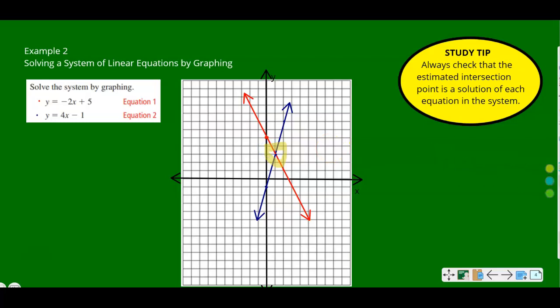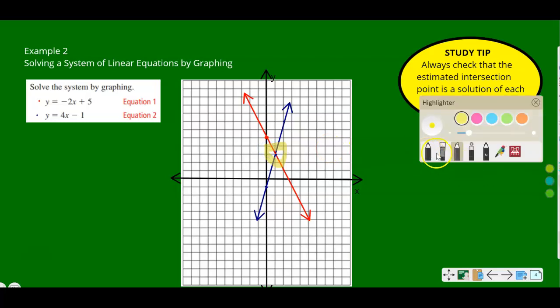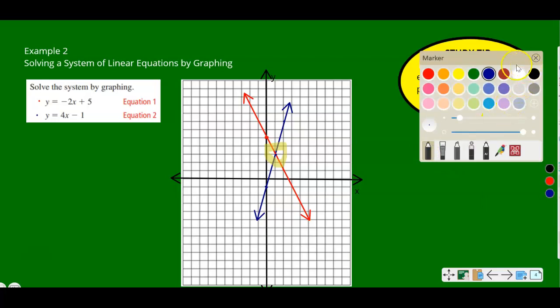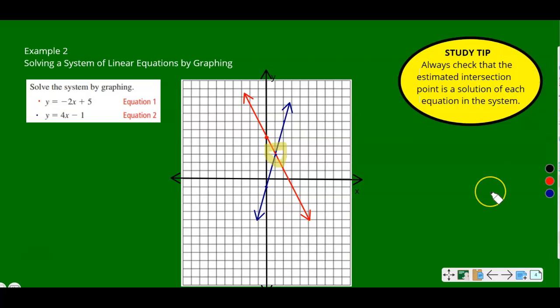So let's check our point. We want to always make sure that we check our point. So I'm going to come back here. Let's just get my black pen again. And this would be the point. So this is over 1, up 1, 2, 3. So this looks like (1, 3). So that looks like our point of intersection.